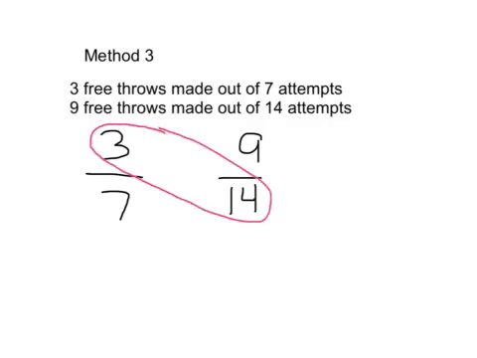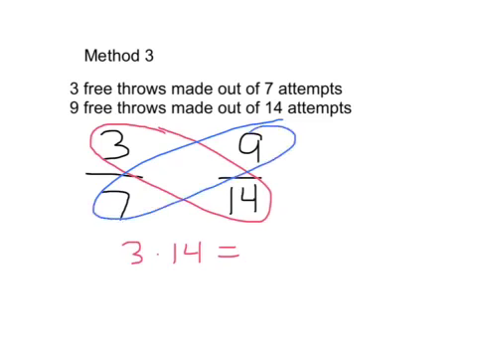Okay, 3 times 14. Okay, does that equal 9 times 7? 3 times 14 is 42. And 9 times 7 is 63. So they do not equal each other, and therefore the ratios also do not equal.